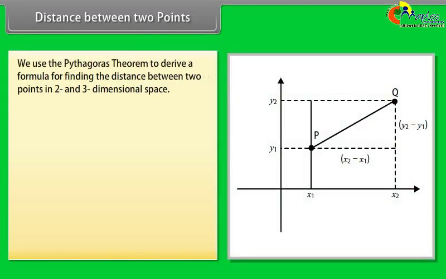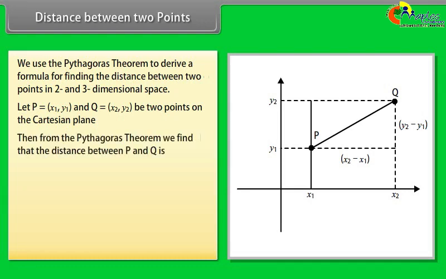Distance between two points. We use the Pythagoras theorem to derive a formula for finding the distance between two points in 2 and 3-dimensional space. Let P = (x1, y1) and Q = (x2, y2) be 2 points on the Cartesian plane as shown in the figure. Then from the Pythagoras theorem, we find that the distance PQ is equal to the square root of (x2 minus x1) square plus (y2 minus y1) square.